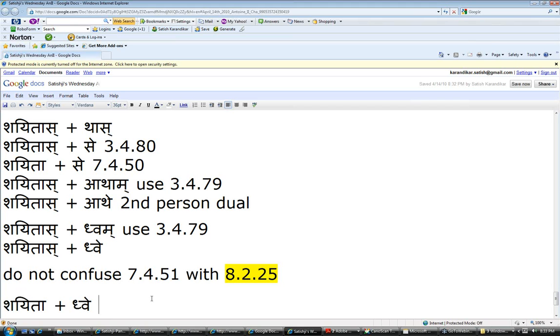So this is the second person plural. Second person plural.